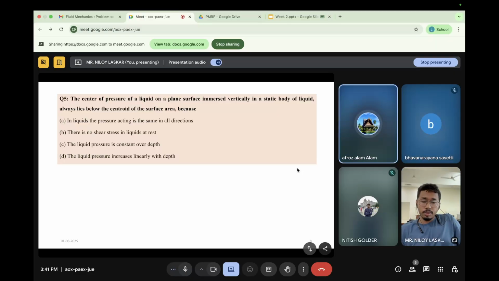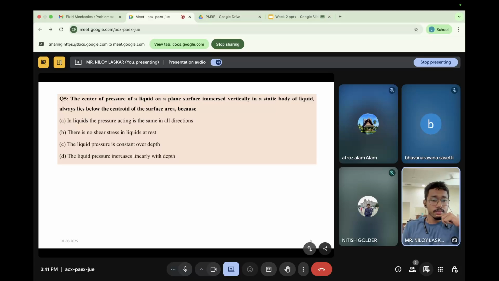Option D is correct. Okay. And Nitish, Mr. Nitish, no need to worry. Whatever you feel, you can answer. It's an interactive session. D. Okay.